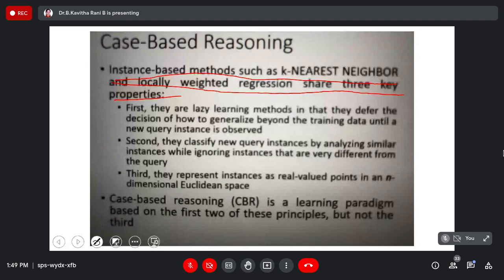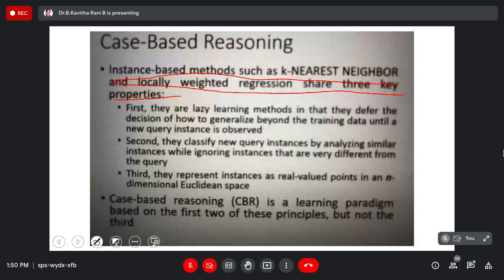What is the second one? Second, they classify new query instances by analyzing similar instances while ignoring instances that are very different from the query. So they analyze the existing instances: any instance that is similar to the new one will be retrieved, and the instances which are not similar to the present one will be ignored.